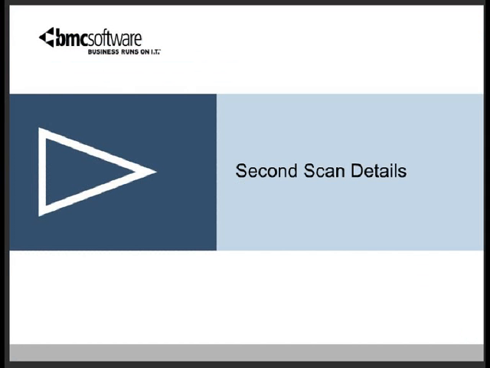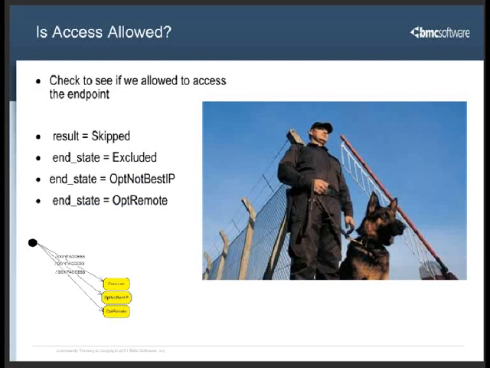So now we'll look at the discovery process again, but this time we'll focus on what happens on the second or subsequent scans of the endpoint. Upon the second scan of the endpoint, discovery makes another check to see if we are allowed to access. If not, the result is skipped. On the first scan, the only likely end state would be excluded. Very rarely, opt already processing, if the same endpoint is injected twice. We'll discuss this later in this module.